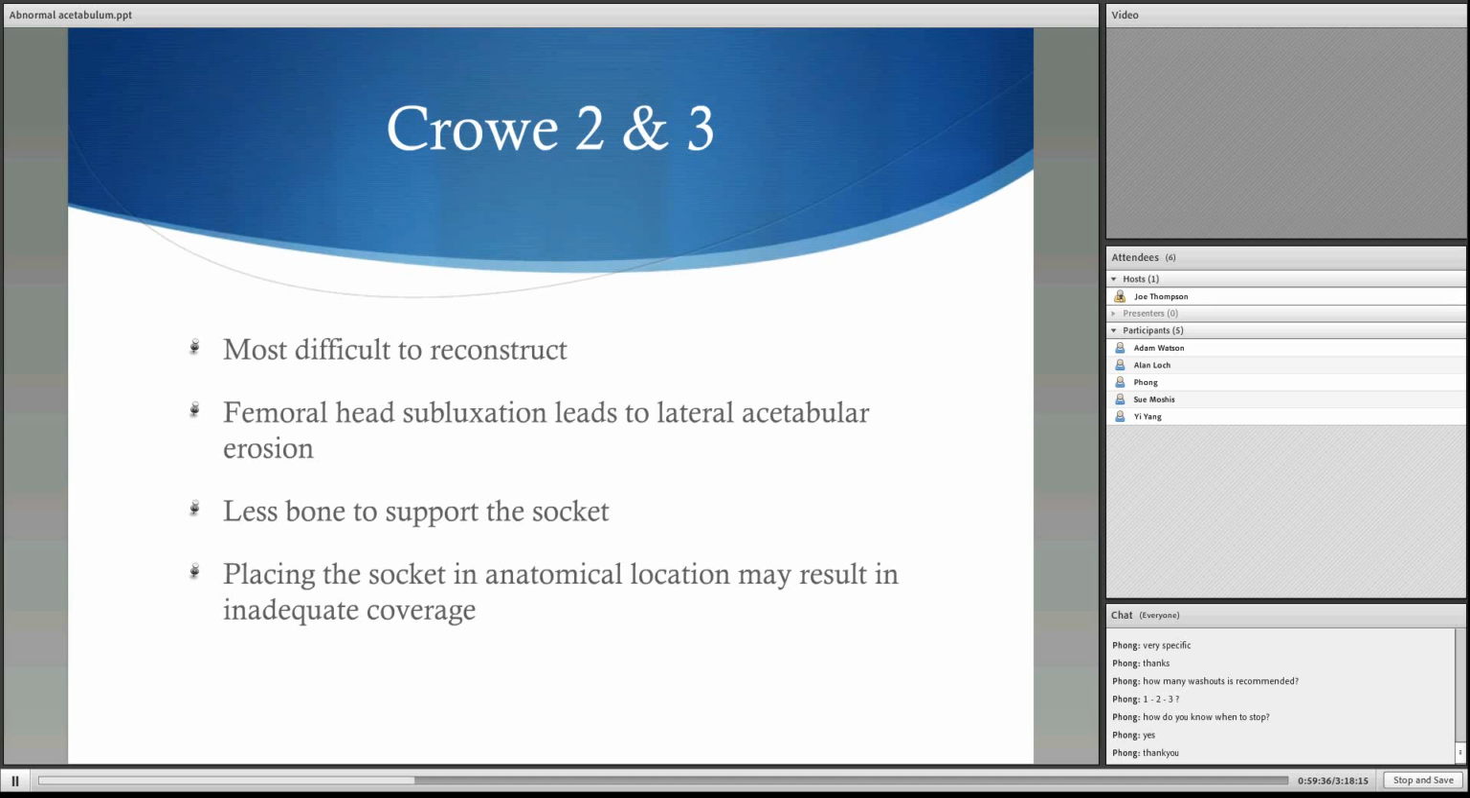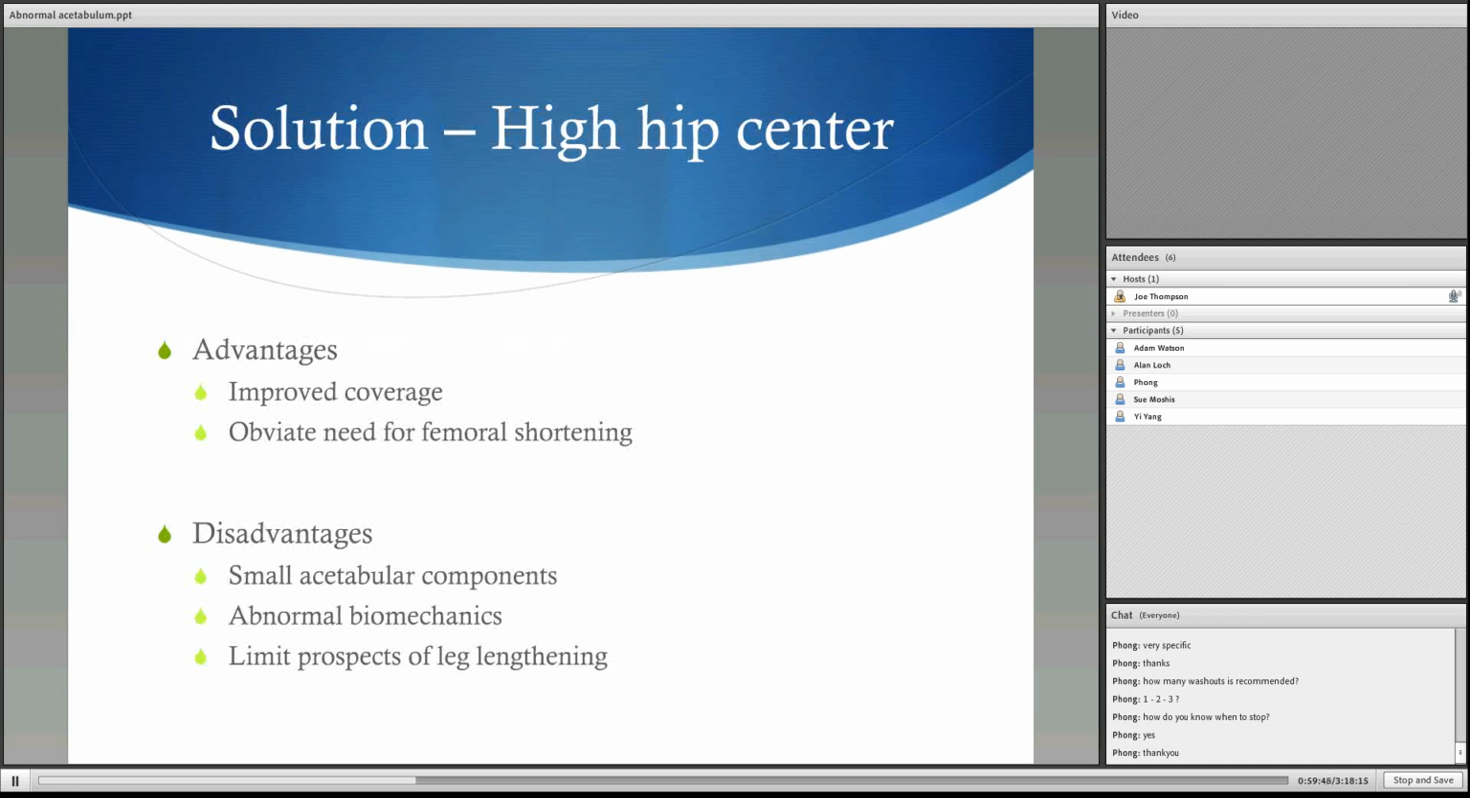The classification is as follows. Crowe type 1 is when the hip is subluxed superiorly less than 50% of the width of the femoral head. Crowe type 2, 50 to 75%. Crowe 3 is 75 to 100, and Crowe type 4 is greater than 100. In Crowe type 1, there is really very minimal deformity, and the bone quality is usually very good, so quite often you can get away with conventional implants and a conventional technique. The most difficult cases to treat are the Crowe type 2 and 3.